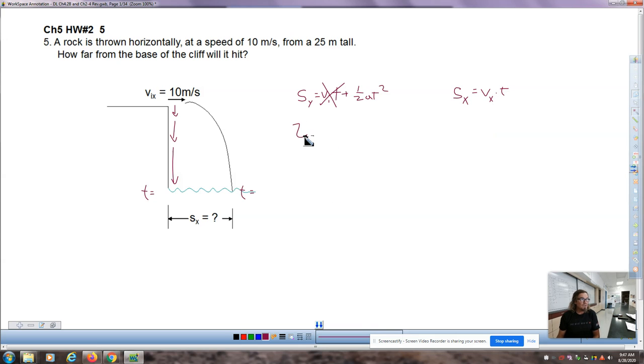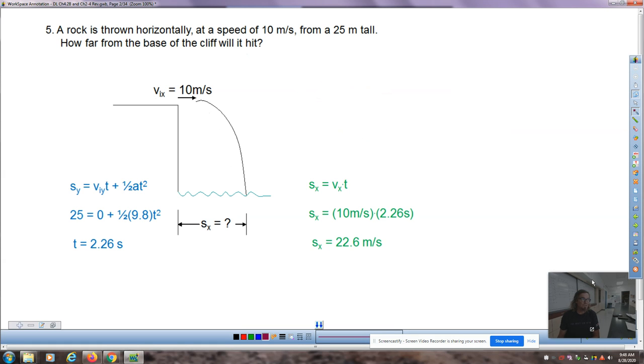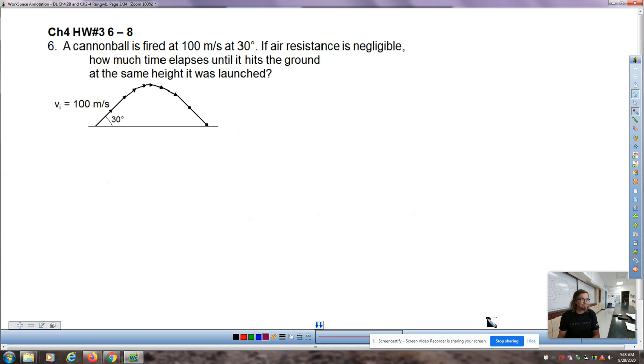And we have 25 meters equals 1/2 of 10, or 9.8. If you're using a calculator, might as well use 9.8. Once you get T, then we'll plug that in over here, 10 times the T. And my calculator said 2.26 seconds and 22.6 meters. And on your test, you have one of these broken up into the two parts. So obviously we want to be able to do it.